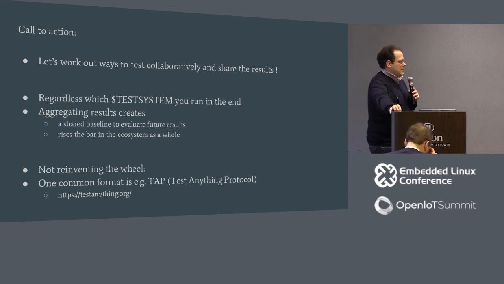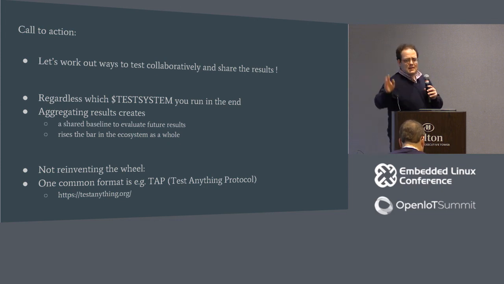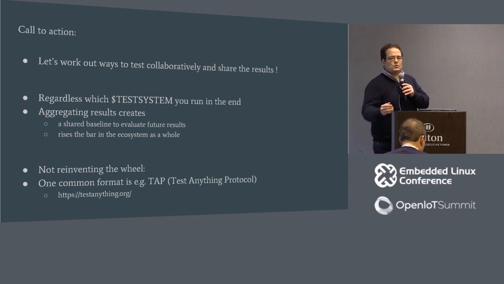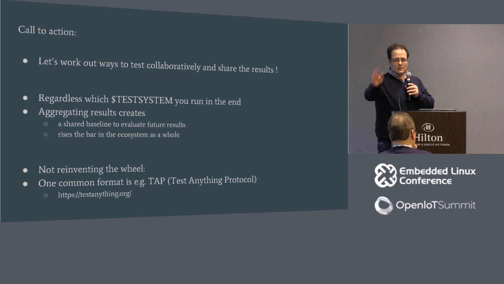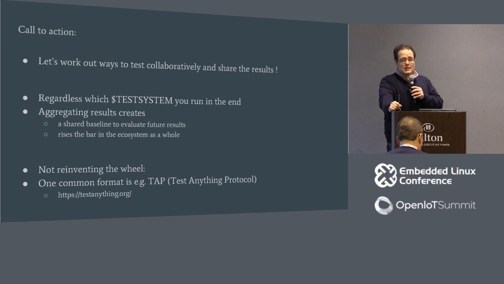The problem is the output format. We have been discussing that in the last couple of weeks. One thing we were looking into is, for example, the Test Anything Protocol, TAP. Google it, testanything.org. That might be a way to have the output of our tests be in the same format, and then we can aggregate it with, for example, a tool like kernel CI and evaluate it much more easily than right now.